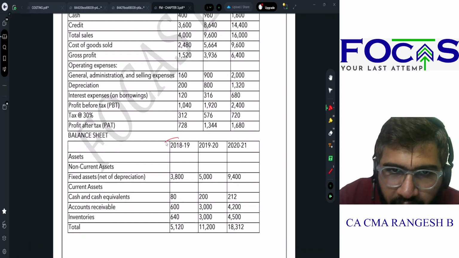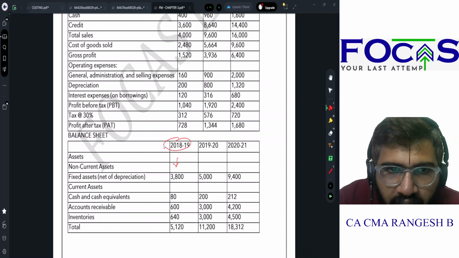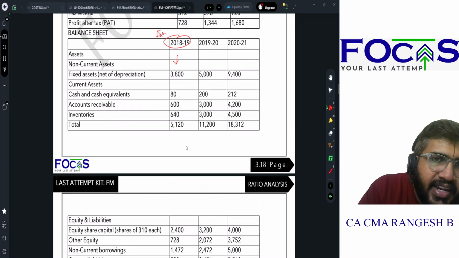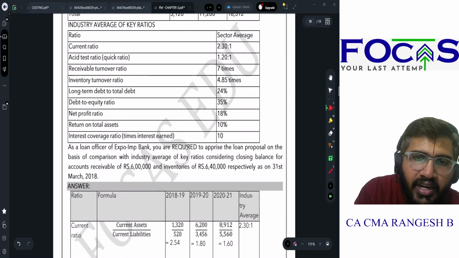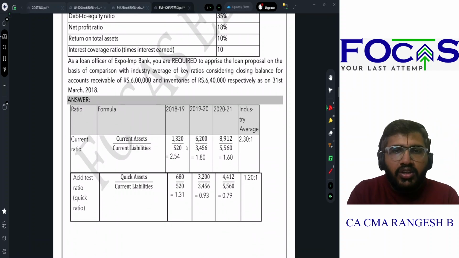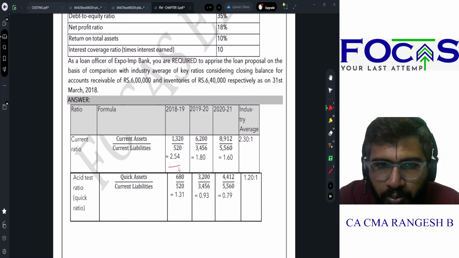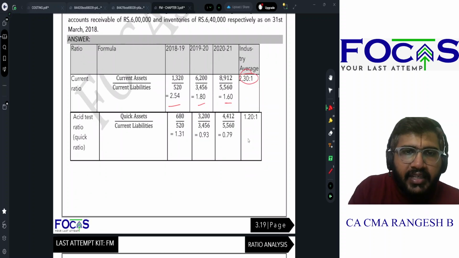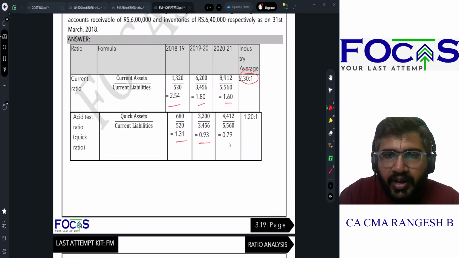So here they have given you 18-19 closing figures. எனக்கு inventory oda closing stock மட்டும் தான் தெரியும். Opening stock தெரியாது, average inventory, average AR எல்லாம் calculate பண்றதுக்கு. அதனால opening stock எனக்கு கொடுத்துட்டாங்க. So current ratio, they have told you it is 2.54, 1.8 and 1.6. Industry average is 2.3.